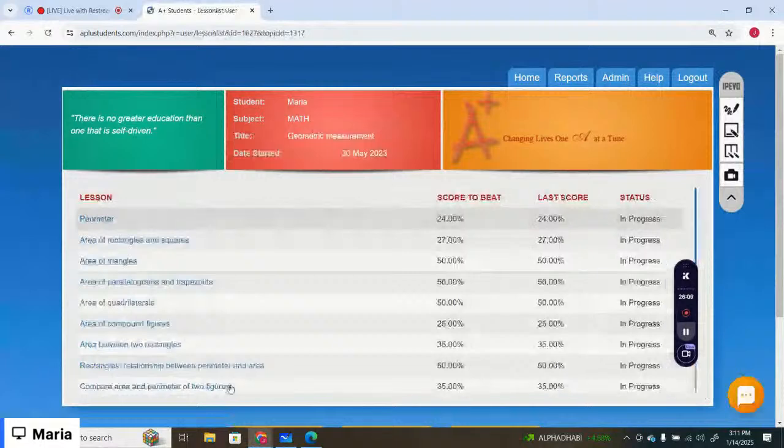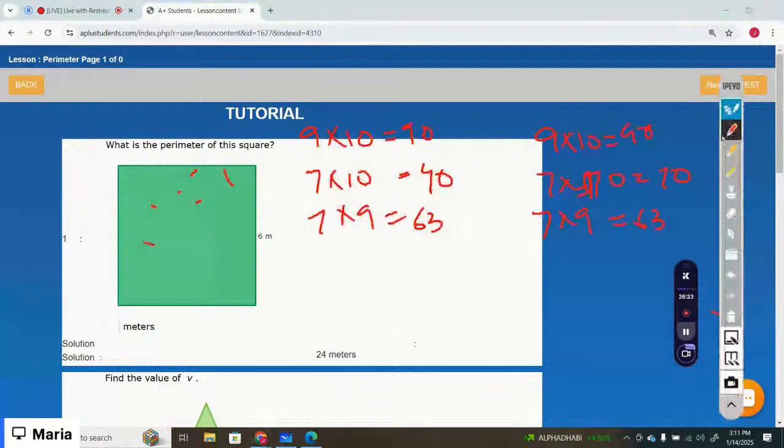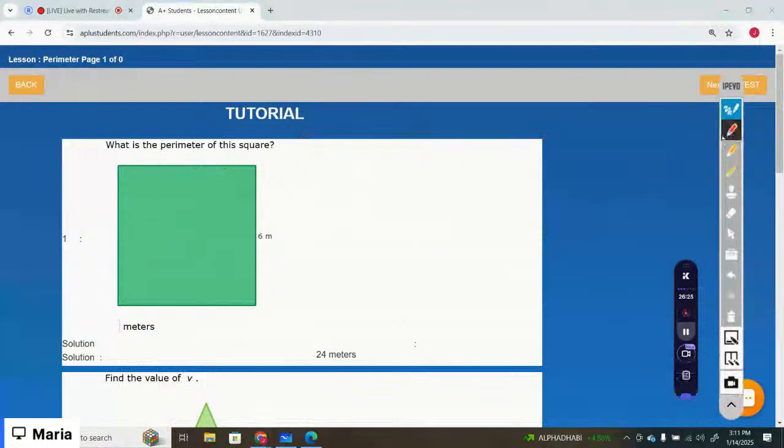Let's just start with the lesson perimeter. What is the perimeter of the square? So perimeter is the sum of the measurement of all the sides, right? That is a square, so all sides must be equal, 6. You just have to add 6 plus 6 plus 6 plus 6, right? So that is 24. The perimeter is you need to add all the side lengths, right? That would be the perimeter.